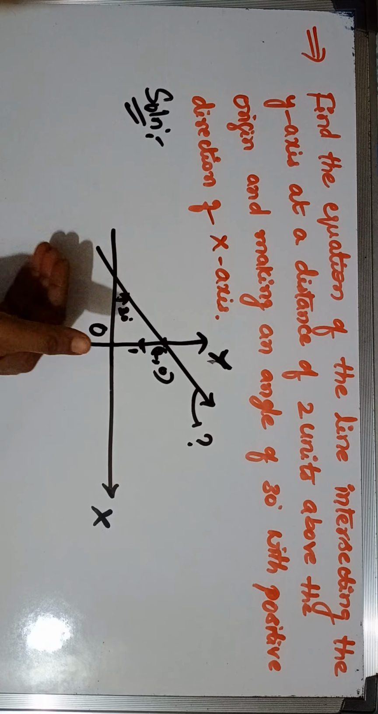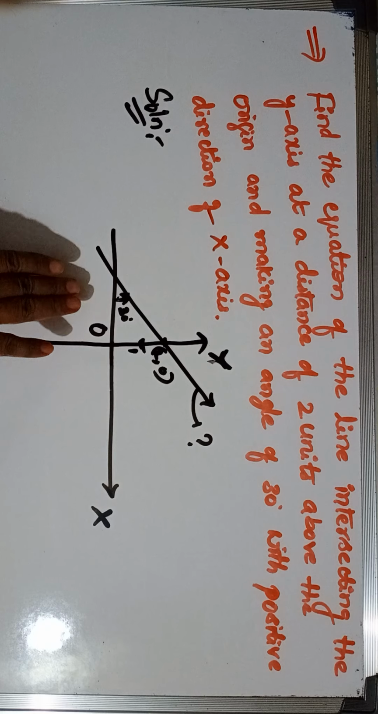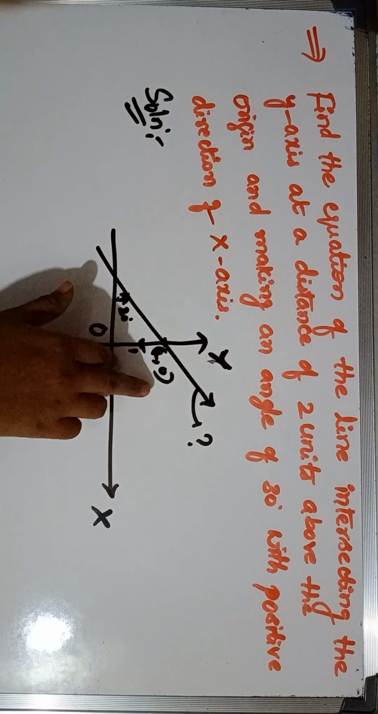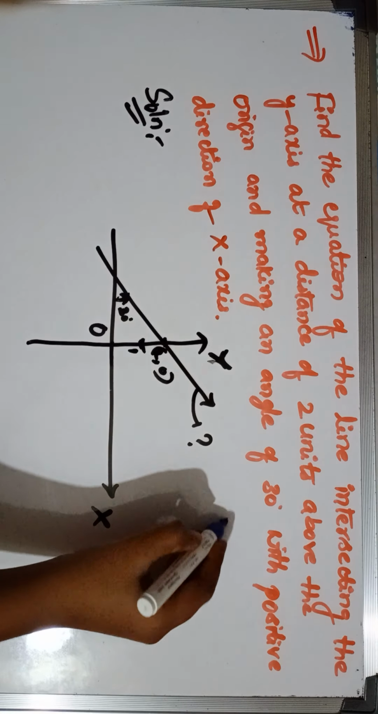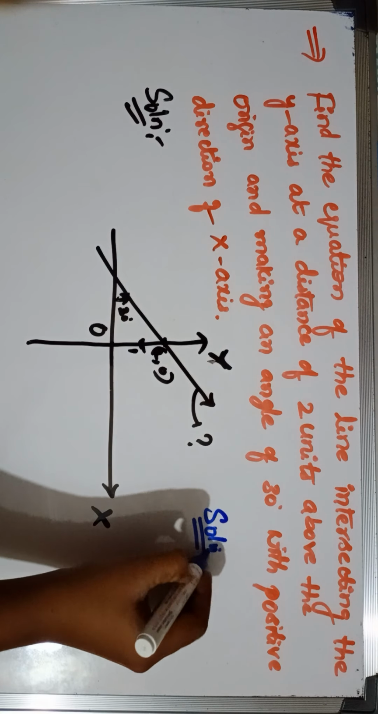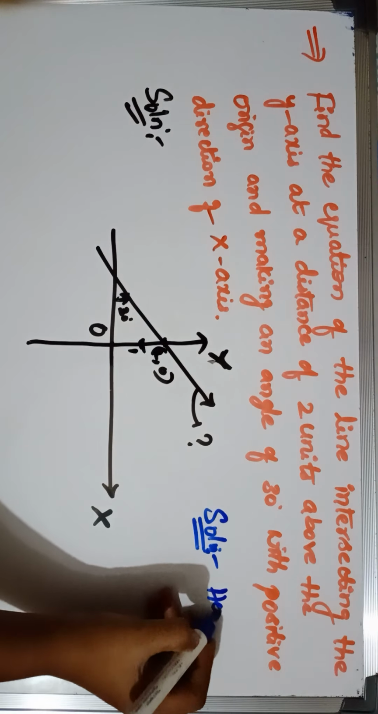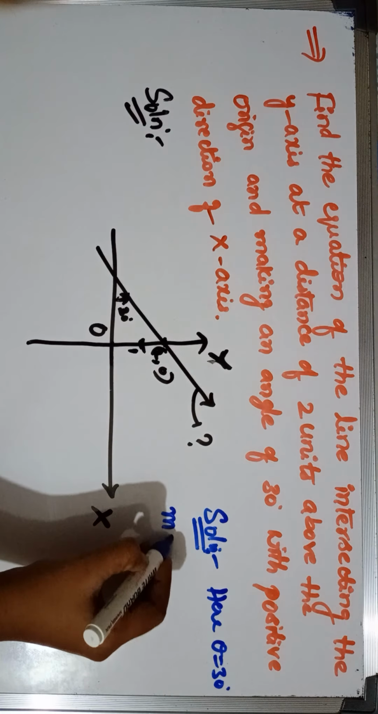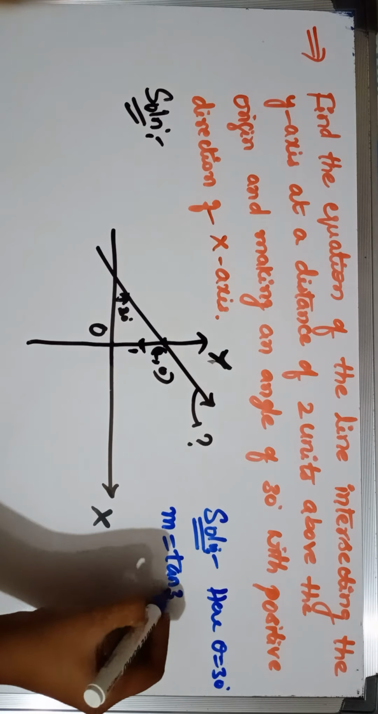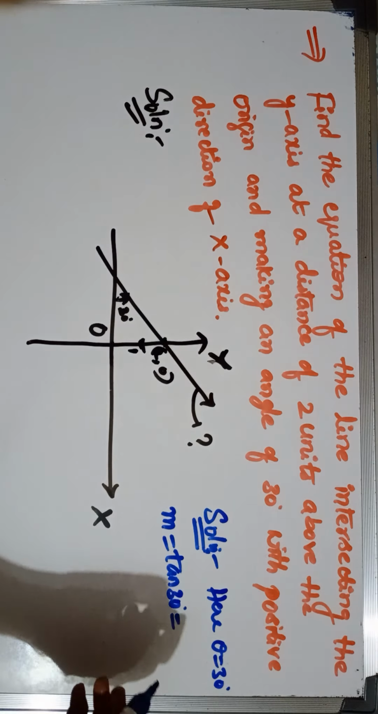See, now we know the angle of intersection of the line with x-axis, so we can easily find out the slope of that line and we know a point through which that line passes. Okay, so now first of all, let us find out the slope of this line, as we know the angle of intersection of the line with the x-axis, right? So here, solution, here theta is equal to given 30 degree. Then the slope of the line m is equal to tan theta, that is tan 30, which is equal to how much? Tan 30 is 1 by root 3.